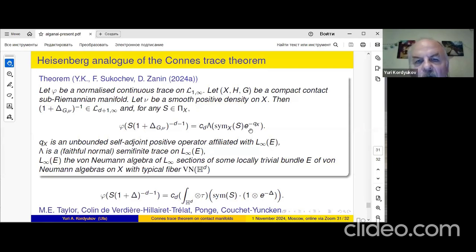we say, canonical weight, and really this is Qx, some second order unbounded self-adjoint positive operator affiliated with this algebra of sections of our bundle of C*-algebras. And we have some faithful normal semi-finite trace on this algebra, which is obtained from these local traces. So this is again very technical, but it's quite clear how this should be.